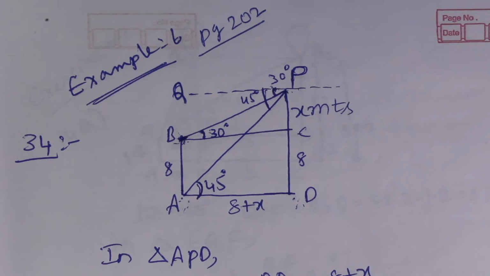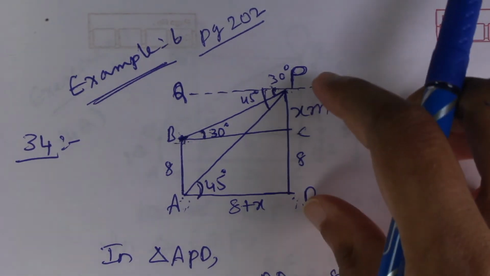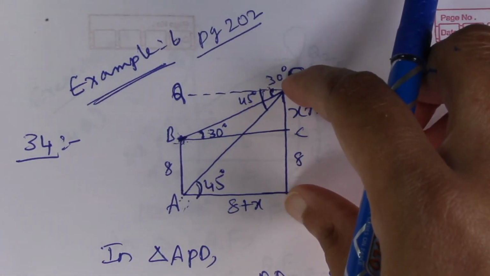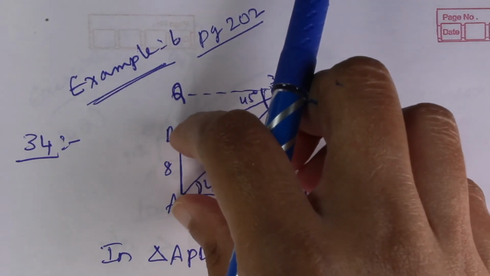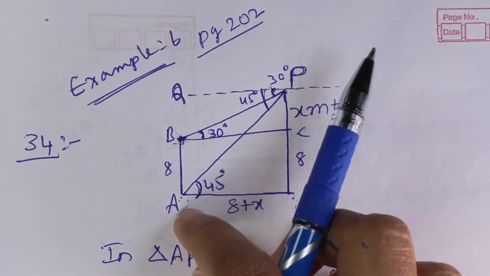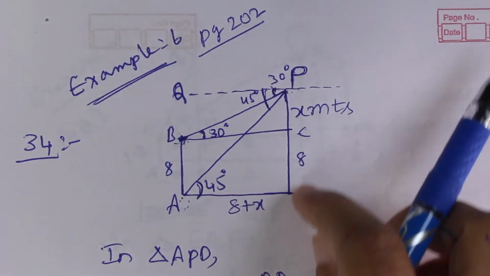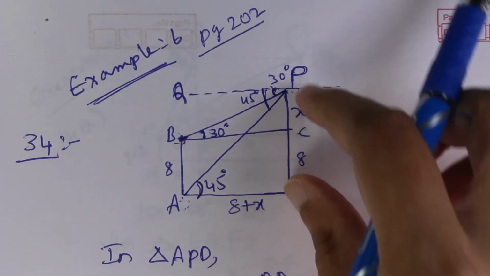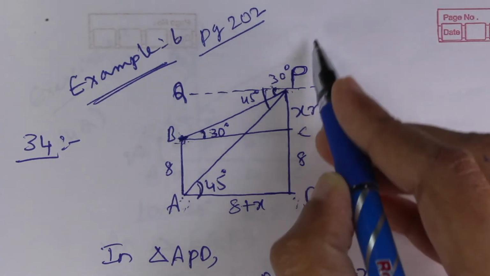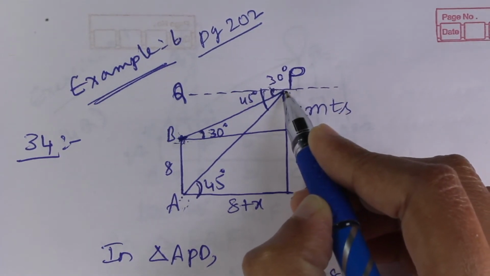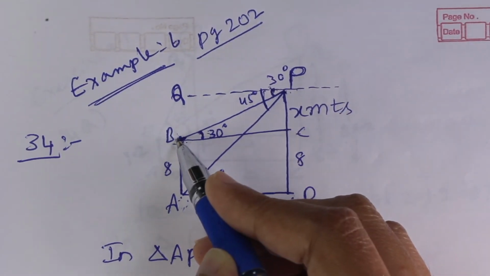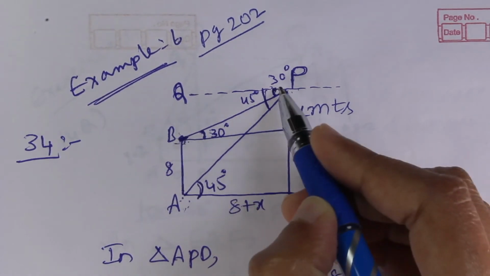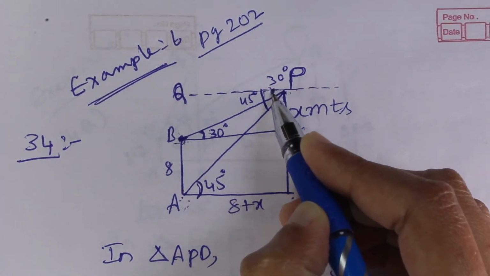So here in this problem he has given that there are two buildings. One is a multi-storied building which is taller than the smaller building which is 8 meters in height. AB is 8 meters in height. PD is taller than the AB. It is a multi-storied building. So when we look from the top of the multi-storied building to the top of the 8 meters tall building, the angle of depression is 30 degrees. So this angle is 30 degrees.